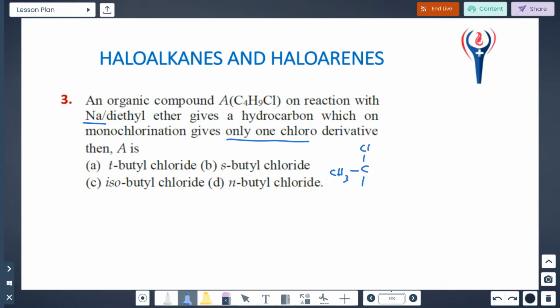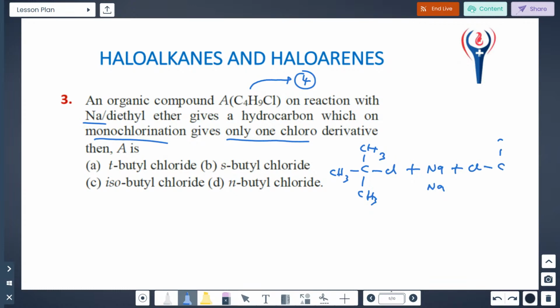Here 4 isomers are possible, but I am taking only one isomer. This only is going to give only one monochlorination product. So (CH3)3C-Cl then reacts with sodium. If you see sodium, it's a Wurtz reaction. So you write this 2 times, with sodium 2 times, and then this also you write in reverse.